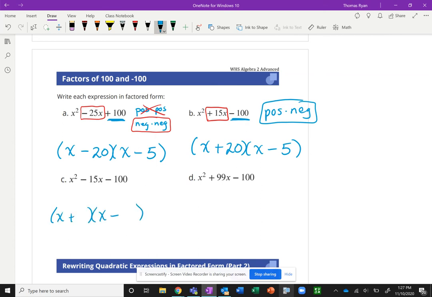X plus, x minus, I know that because it's a negative C term. And look, all they did was change the 15x on us. Now they just made it negative. So instead of the 20 getting the plus, the 20 is just going to get the minus.